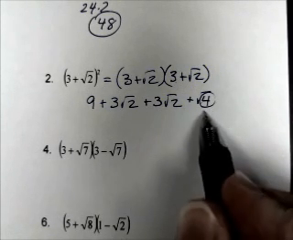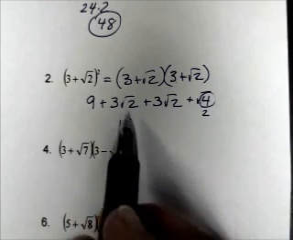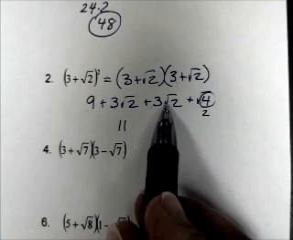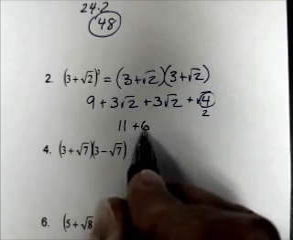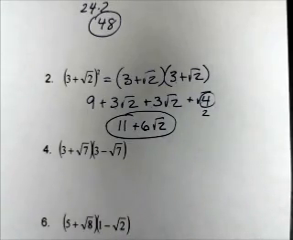Combining like terms, just replace that with a 2. 9 plus 2 is 11. 3 square root of 2 plus 3 square root of 2, these are like radicals, so we add the coefficients, that's 6, and carry along the square root of 2. So 11 plus 6 square root of 2.